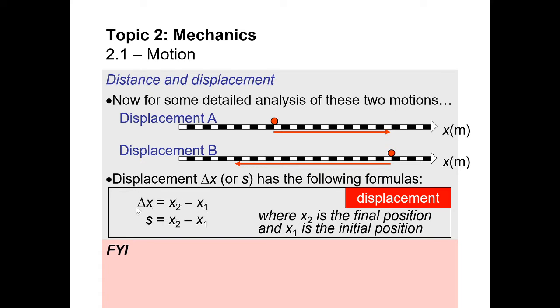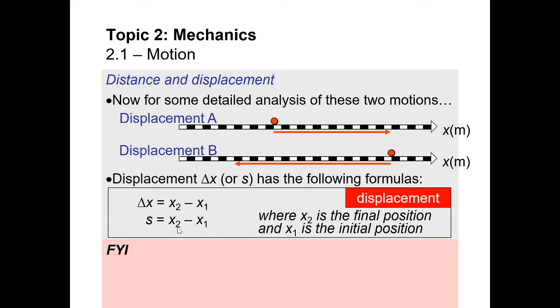This triangle symbol in the front, we call that delta, D-E-L-T-A. Delta means change. Whenever you see the symbol delta in front of any physics quantity, whether it's x, v, t, whatever it happens to be, it means change in that quantity. And it's always going to be equal to the final of that quantity minus the initial of that quantity.